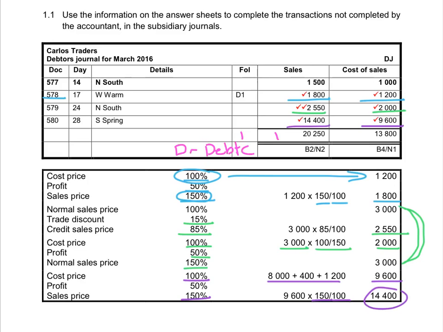The sales will be credited because we are receiving money that is an income for the business that will increase the profits. Cost of sales, we will also have to complete a double entry. We will debit cost of sales to indicate the expense for cost of sale increases on the debit side, and we will credit inventory to reduce the amount of inventory because we sold some of the inventory.